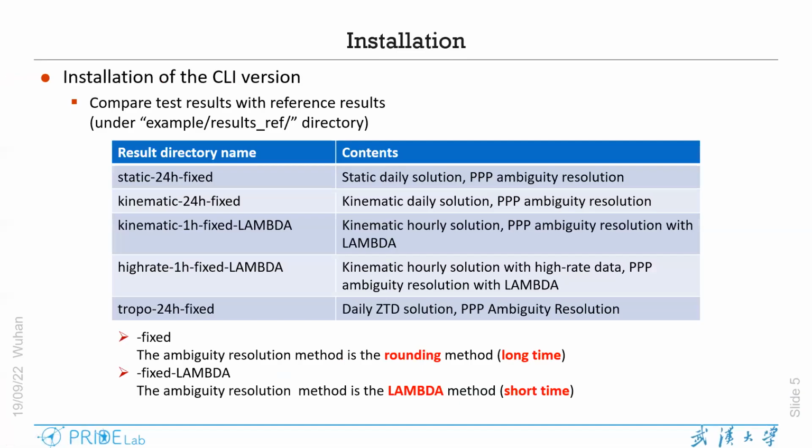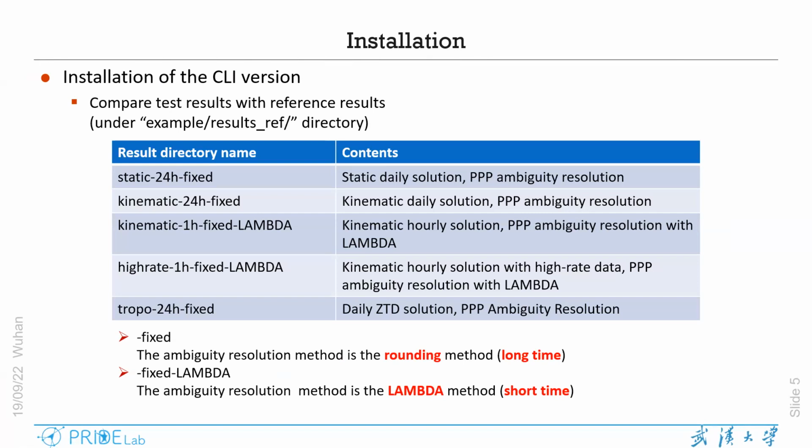After running the example, you can compare the example results with the reference results to further verify the validity of the software installation under the example directory. Those five examples contain 3 position modes and 2 ambiguity resolution modes. Ambiguity resolution methods include the rounding method and the lambda method.